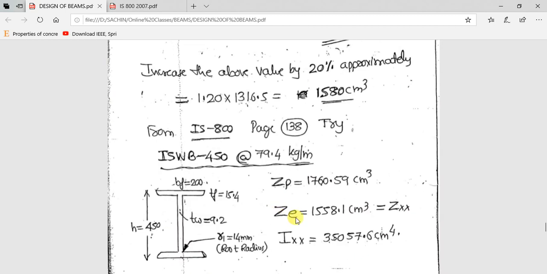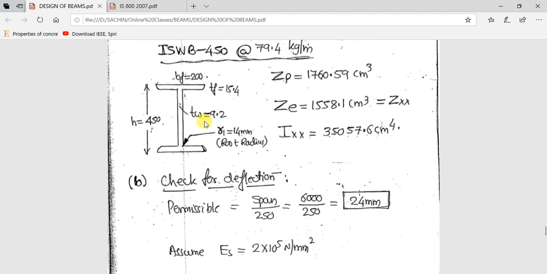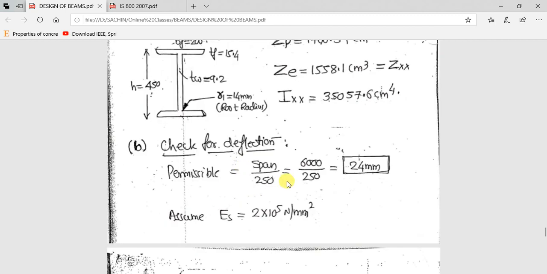So we need ZE value also, that you can get from the steel table itself, and even this can be obtained from the steel table. So next, once you have obtained the section, you have designed the section. Now you have to check for deflection first. Once again, this is the formula to get the permissible deflection, span by 250. The span is 6 meters. So the permissible deflection is 24 mm.